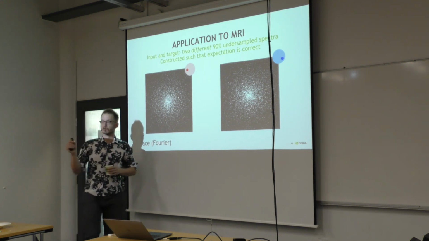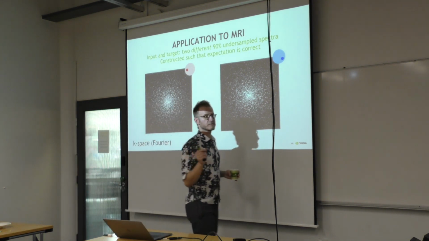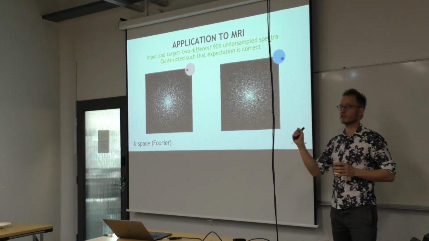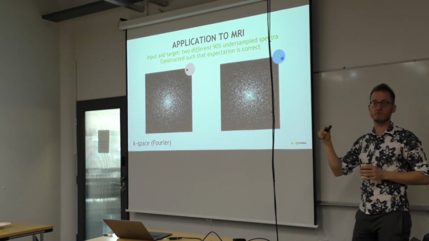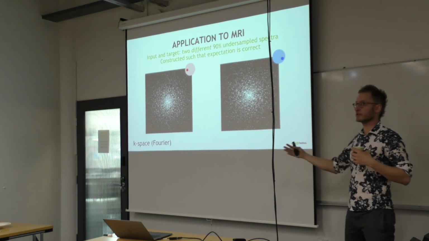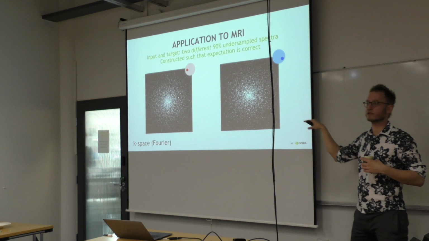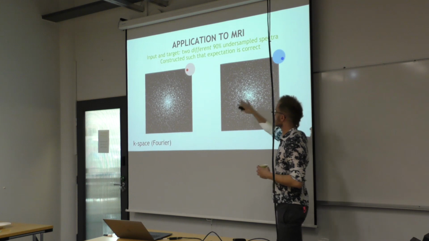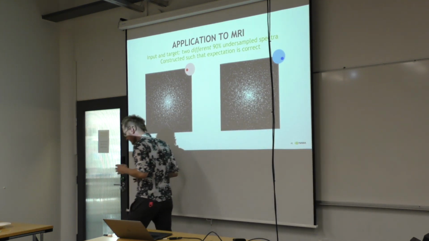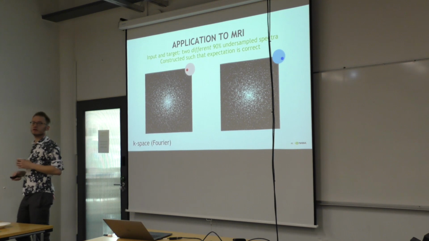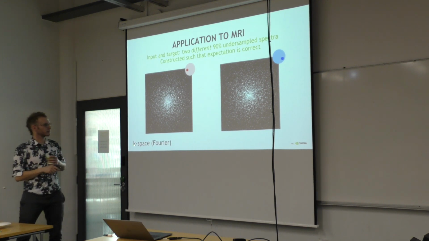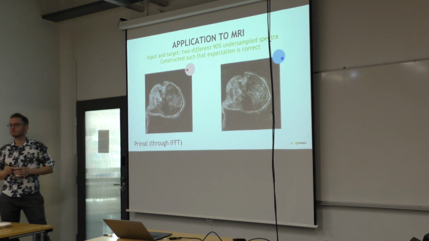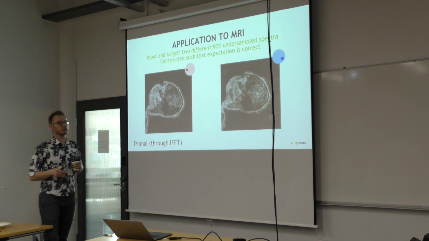If for one particular frequency, 9 times out of 10 I decide to discard it, then the one time I keep it, I'll just multiply its value by 10. And then again, when I take the expectation over all possible realizations of this process, the spectrum is correct on average. And so here's just two different random samplings of the space of the FFT. It's called K-space in MRI. And these are the corresponding images, if I take these spectra and do the inverse FFT.